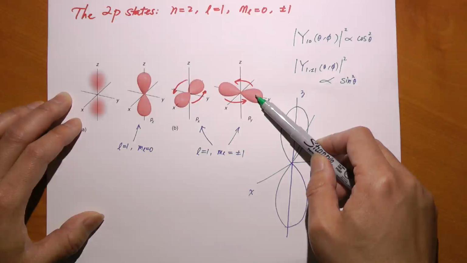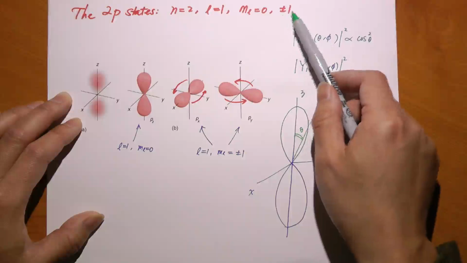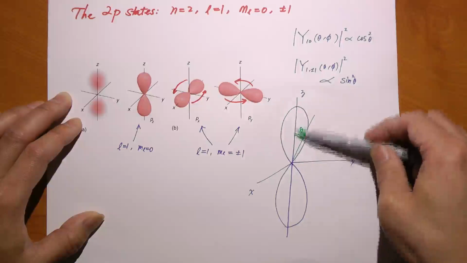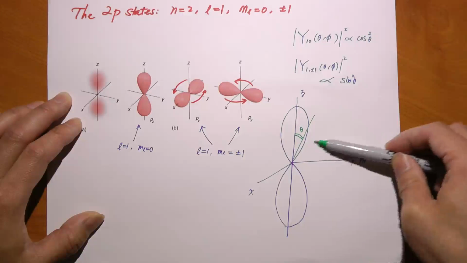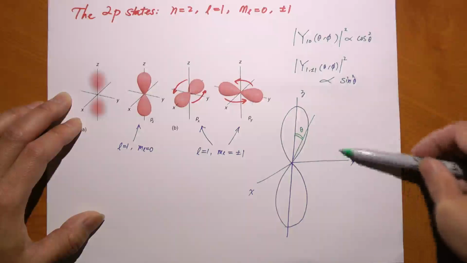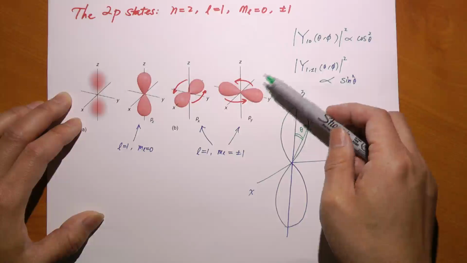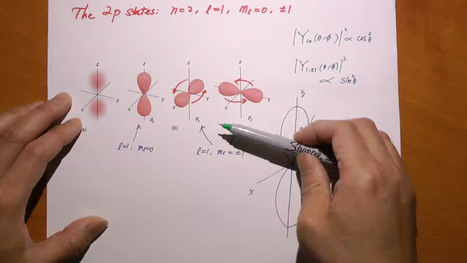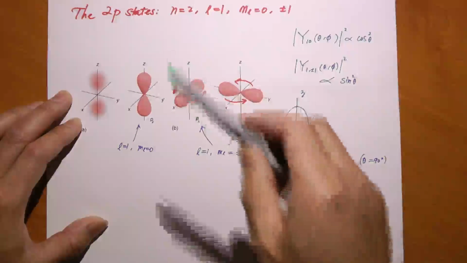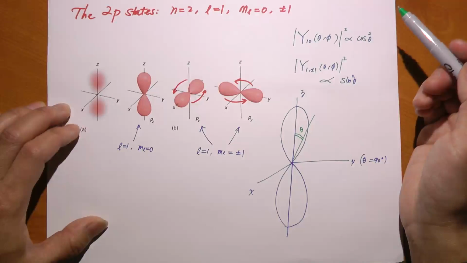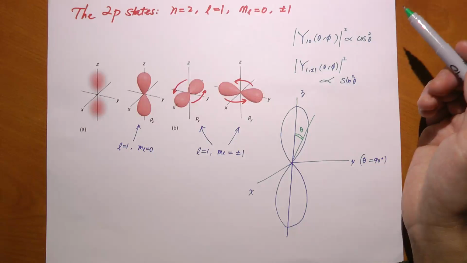And these two, I'm looking at m equals plus or minus 1, so therefore it's a sine function. So you see it actually is 0 at 0 degrees and maximum at 90 degrees. So you just take this guy and turn it 90 degrees, so it looks like this. Okay, so these are some schematic plots of the electron cloud behavior for the 2p states, and you can see here it's very different from our naive picture of circular orbitals with fixed distance.